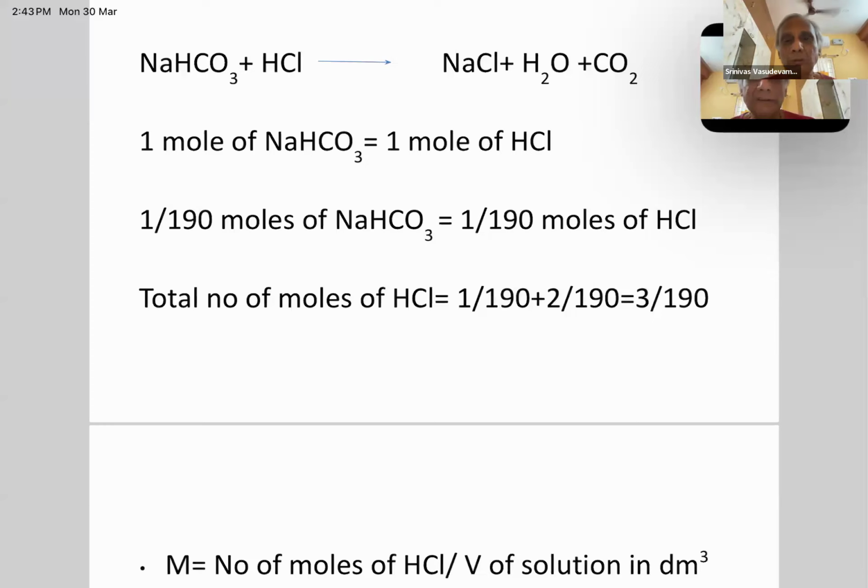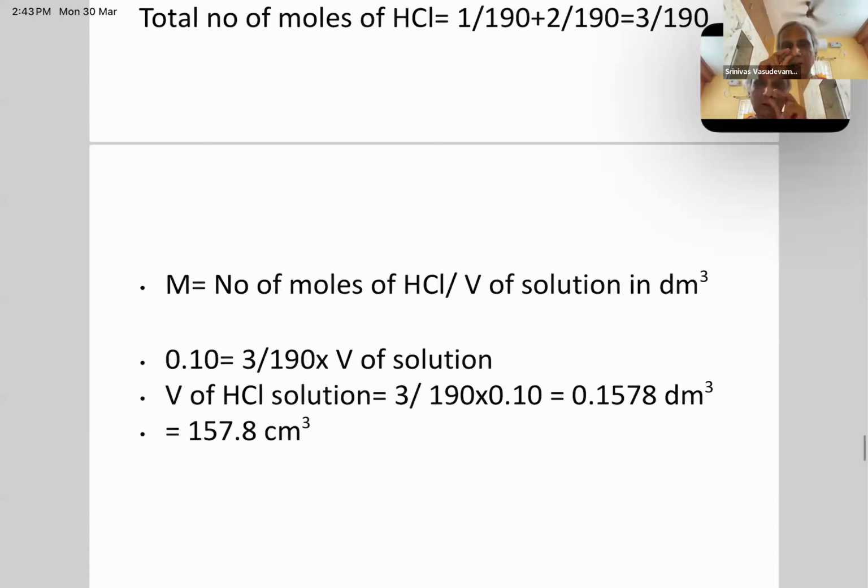Total number of moles of HCl is 1 by 190 plus 2 by 190, 3 by 190 moles here. Molarity is equal to the number of moles of HCl divided by volume of solution in decimeter cube. Now I know the number of moles of HCl and I know the molarity, so I can find out the volume of solution. 0.10 equals 3 by 190 into 1 by volume of solution. So volume of HCl is equal to 3 by 190 into 1 by 0.10, which is 0.1578 decimeter cube or 157.8 centimeter cube.